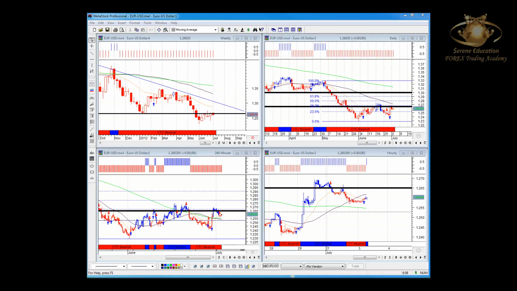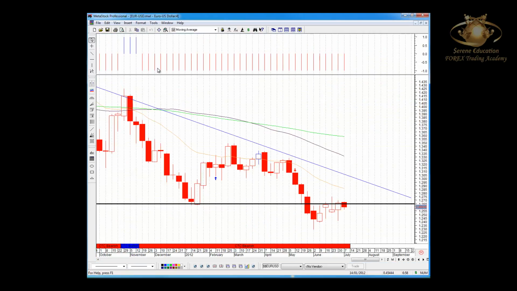Hi guys, I've just plotted, I saved yesterday's chart on the Euro US dollar, and just want to show you what price has been doing since then. So we had a look at the weekly, and we knew yesterday, just by looking at that, price was trading into the underside of the prior support and resistance. This is the breakout that we saw here.